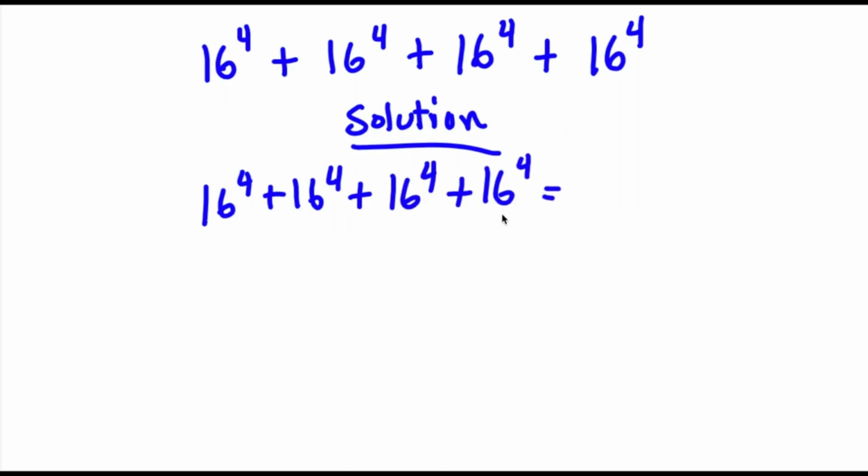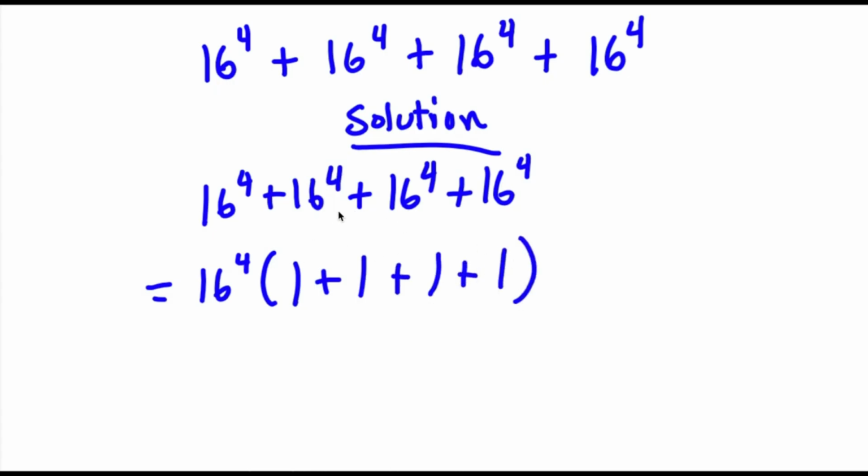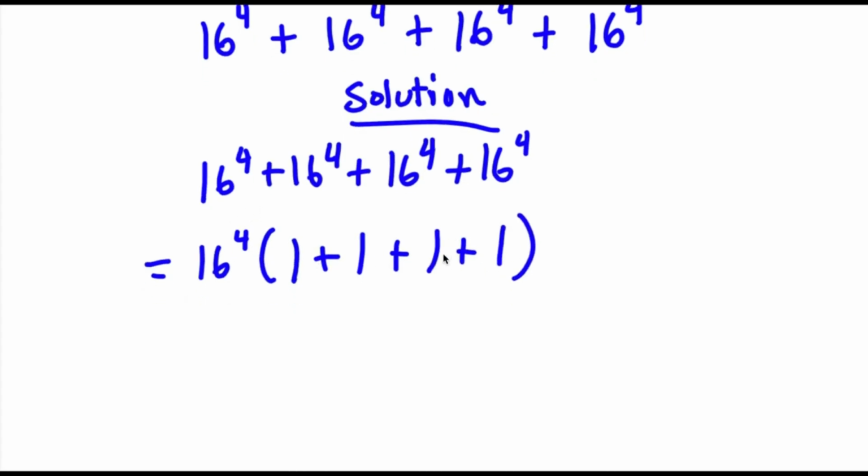Now, what I can do from this is I'm going to factor out 16 to the power 4. So now this is equal to 16 to the power 4 times, now 16 to the power 4 divided by 16 to the power 4 is 1, so I have 1 plus, again, 16 to the power 4 divided by 16 to the power 4 is 1 plus, again, 1 plus 1. So now I have 16 to the power 4 times 1 plus 1 plus 1 plus 1.